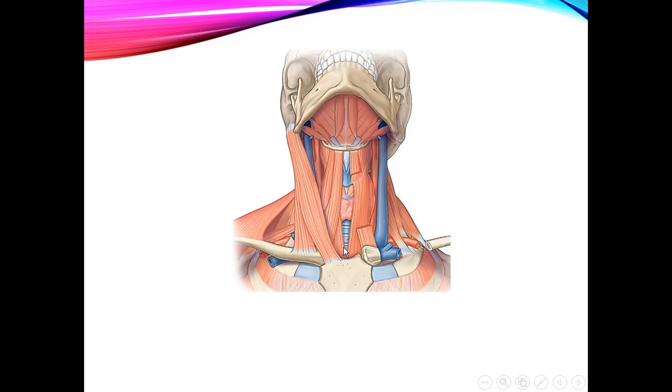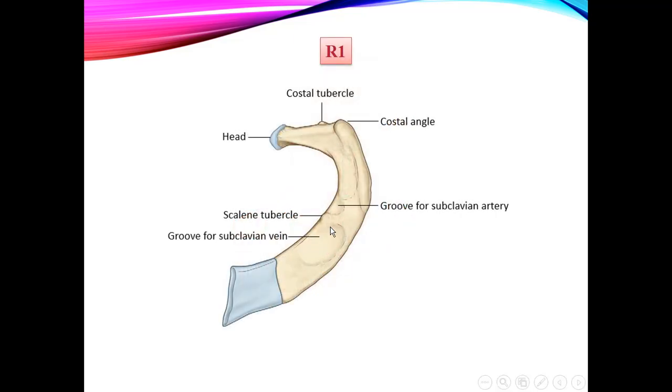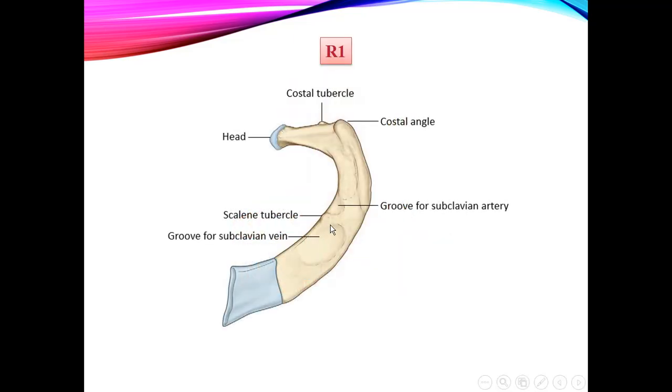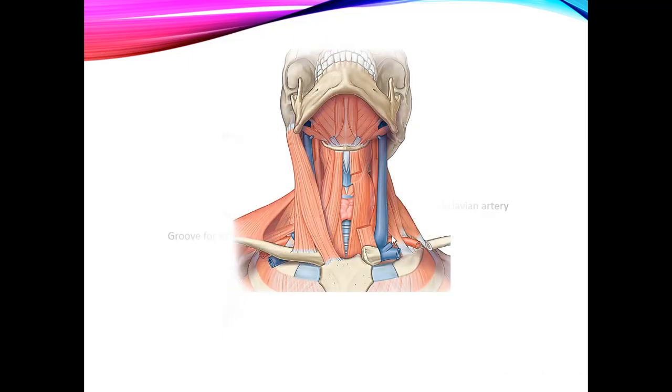And here, as you see, in front of the anterior scalene or in front of the scalene tubercle, we've got a groove for subclavian vein. Here is the subclavian vein in front of the anterior scalene, and behind the anterior scalene or behind the scalene tubercle, we've got a groove for subclavian artery. Here is the subclavian artery, and here is the subclavian vein.